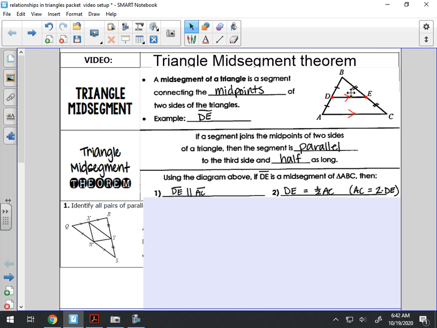So, looking at this diagram up here, DE is parallel to AC. That's what this one's showing. That's the symbol for parallel. And DE is half of AC. So basically what we're going to do mathematically is take the DE on this picture, which is the mid-segment, and we're always just going to multiply it by 2. That's what this little equation is showing. So we're always just going to multiply whatever this mid-segment is by 2 when we're doing the math part of this.